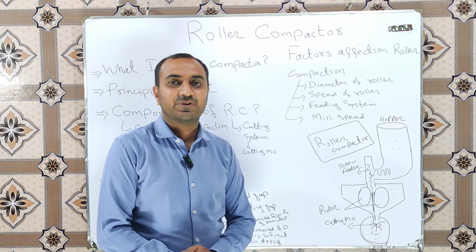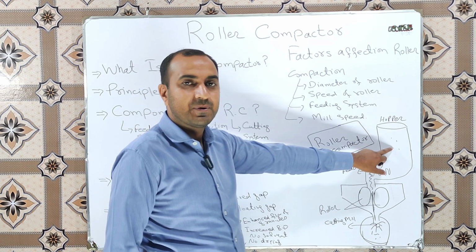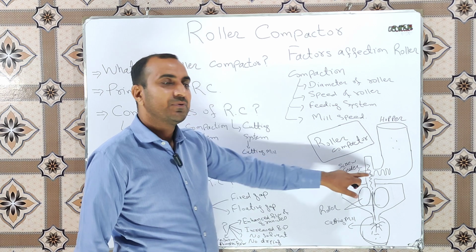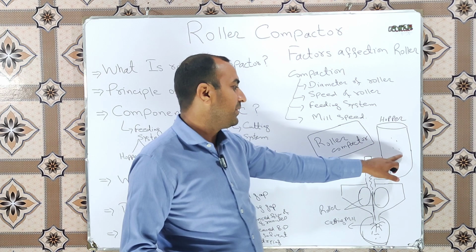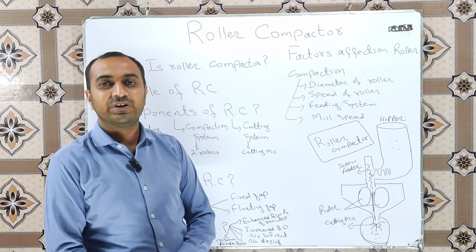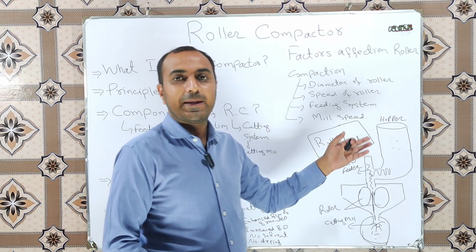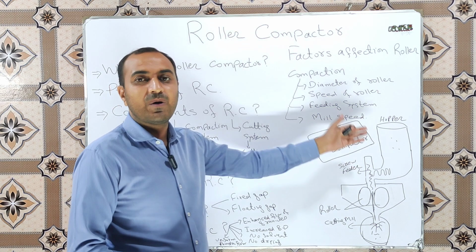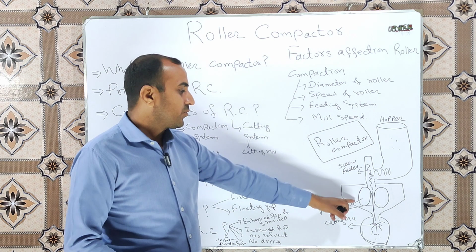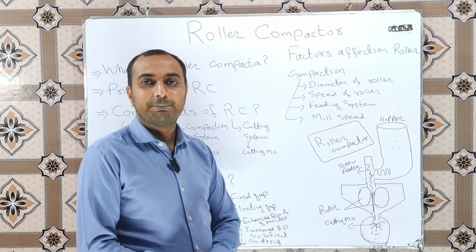The feeding system consists of a hopper and a screw type feeder. Meaning, in the feeding system we have one hopper and one feeder, and the feeder is of screw type. This feeding system supplies the powders from the hopper to the rollers of the roller compactor.